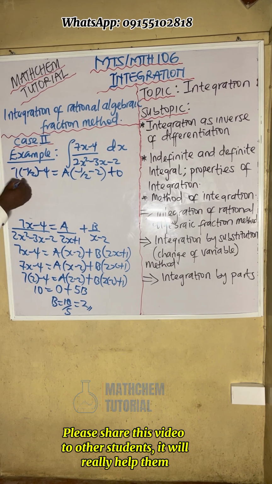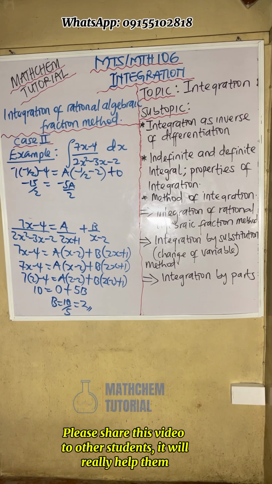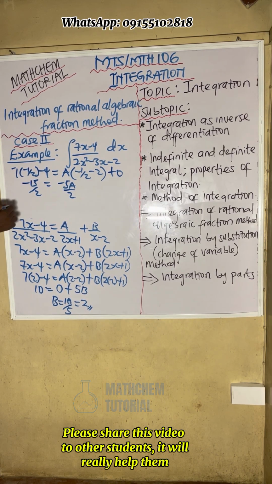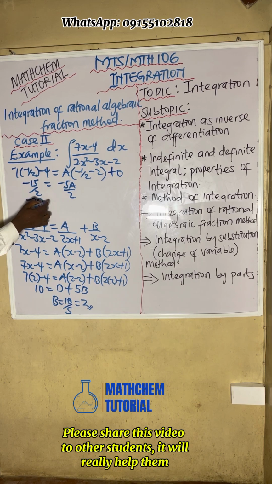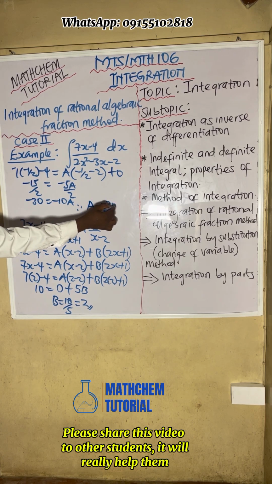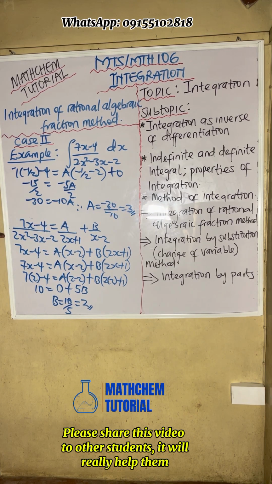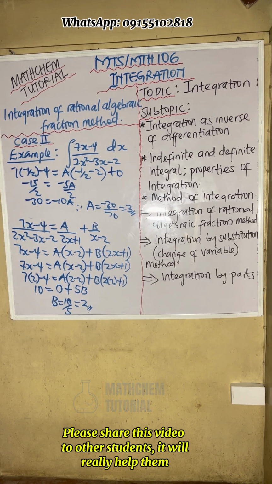here will now be minus 15 over 2 if you resolve this, equals, and here will be minus 5a over 2. So if you cross multiply and try to find a, then you are going to get minus 30 equals minus 10a. And from here, a will be equal to minus 30 over what? Minus 10, and that is 3. So now a is 3 and then b is 2.